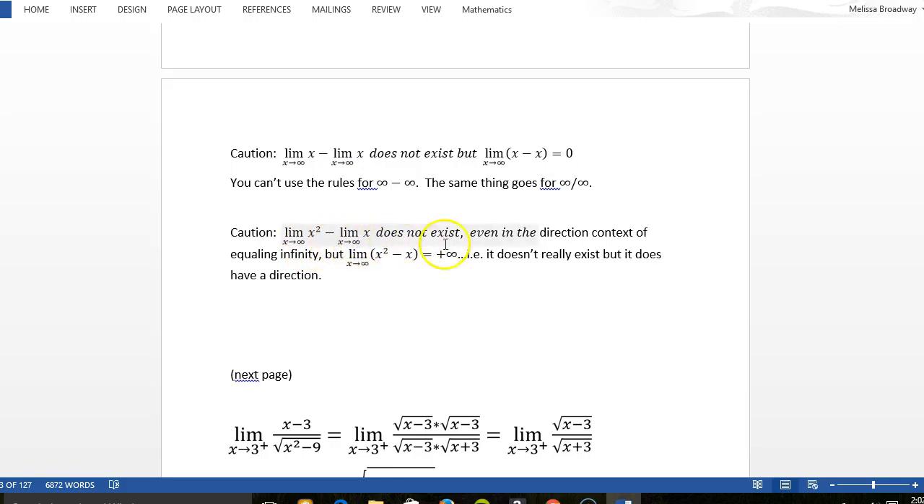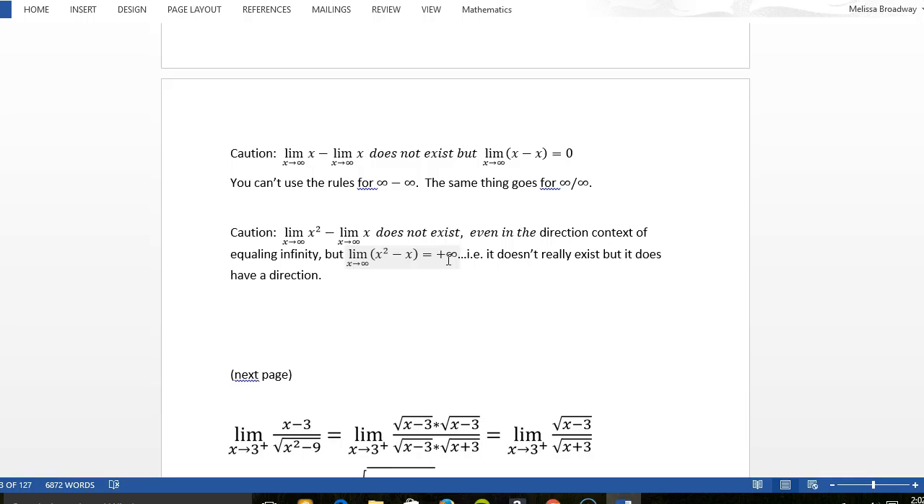And likewise, this limit does not exist even in the direction context, and neither does this one. But this limit right here will equal positive infinity, i.e. it doesn't really exist, but it does exist in the direction context, as we talked about earlier. If a limit equals positive infinity, let's say, it does not really exist, but it has a direction. It goes forever up the y direction, so we say that the limit equals positive infinity, okay? We did that in videos past.